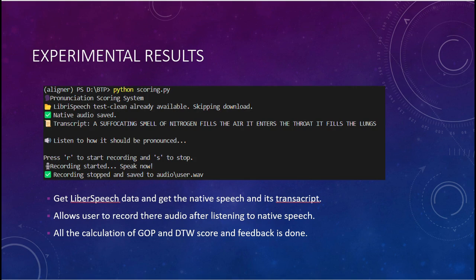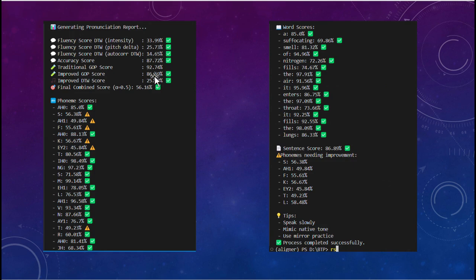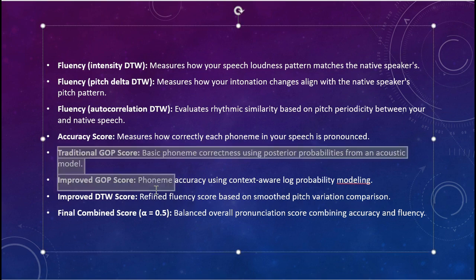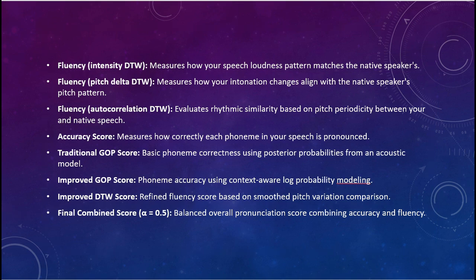So I have shown my experiment and how we get all the scores, the fluency scores on the basis of 3 DTW scores: the intensity, pitch delta and autocorrelation delta. So the fluency is analyzed using 3 DTW based methods: intensity pattern, pitch deltas and rhythmic autocorrelation. Phoneme accuracy is measured using both traditional and context aware GOP, and the improved GOP score uses context aware modeling and gives about 3% better accuracy than the traditional version.